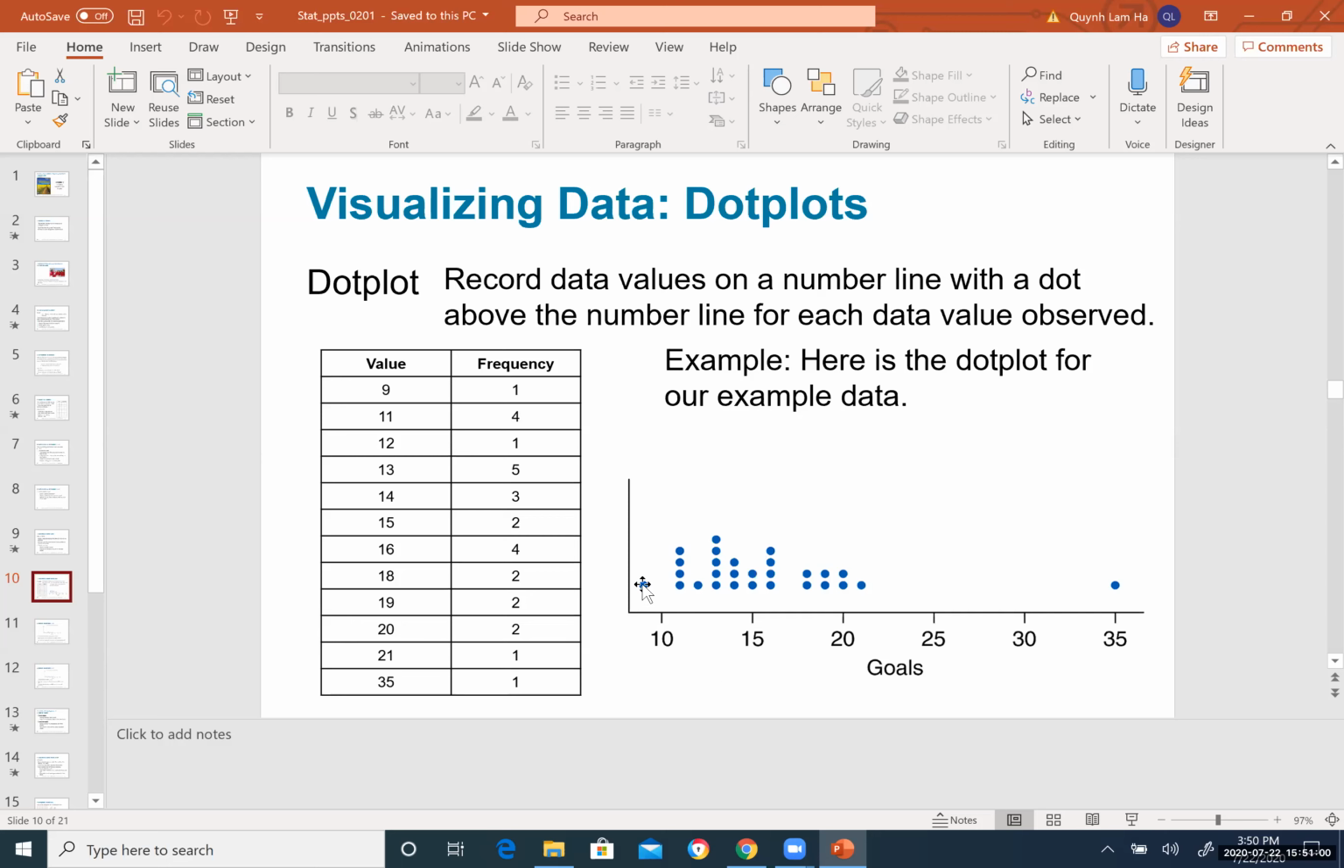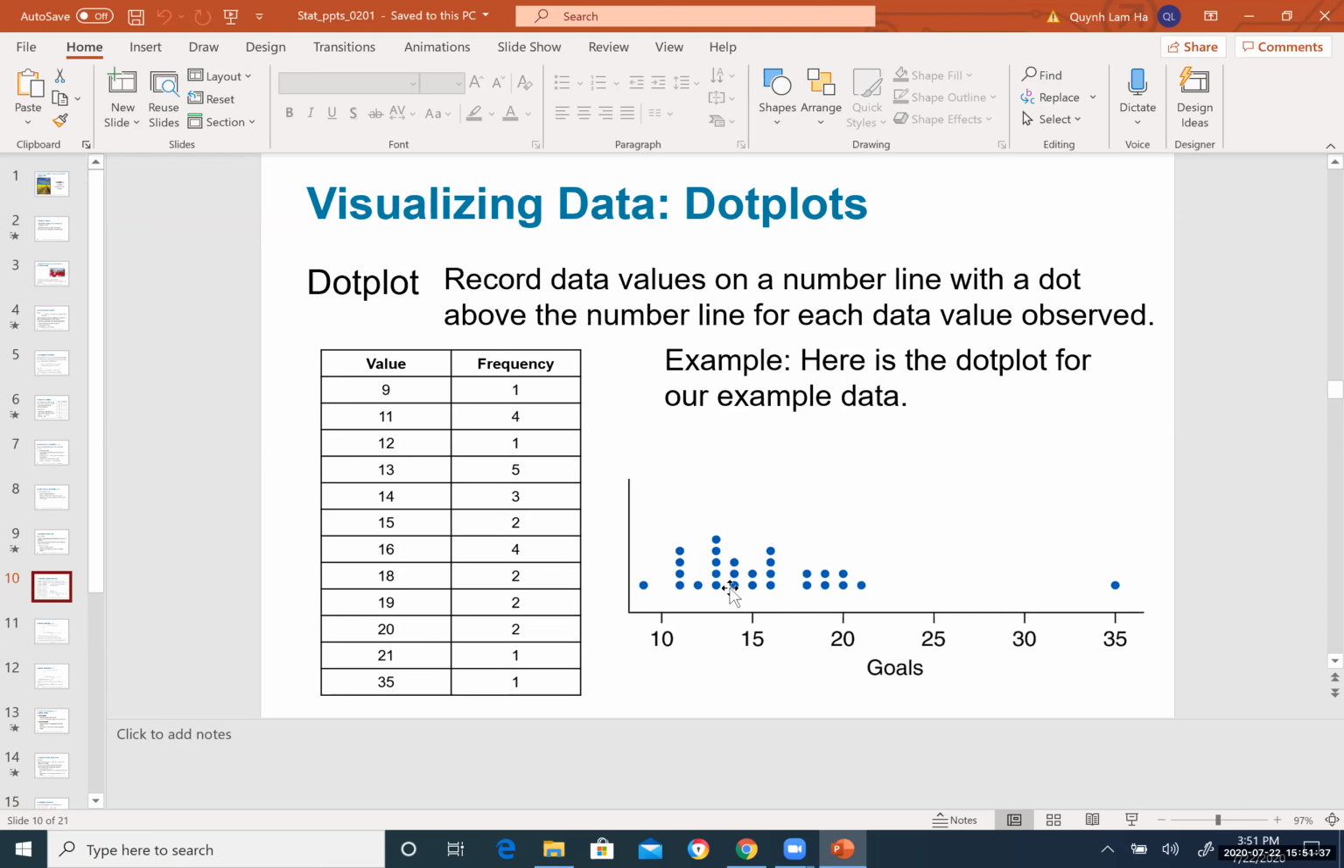For this dot right here, you see that below number 10, you can estimate this would be number 9. So look back here, number 9, we only have one frequency. Now the next 4 dots right here, they stack up, right? Please don't overlap them so that you can count easily. So this 4 dots has a value of number 11. Each dot represents one individual, okay?